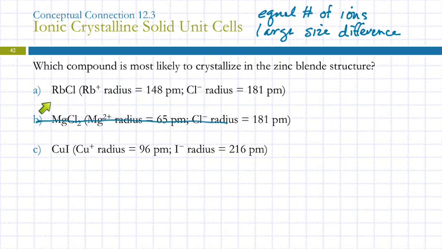So now we've narrowed it down to these 2 choices, rubidium chloride and copper iodide. So we're going to look here, we've got 96 and 216. Here we've got 148 and 181. Which one has the larger difference? Letter C. So this is the one that's going to be, of these 3, the most likely to crystallize in that structure.